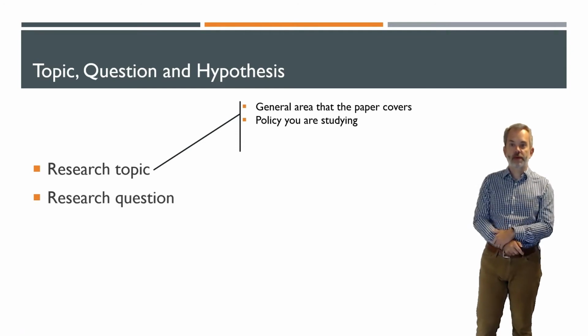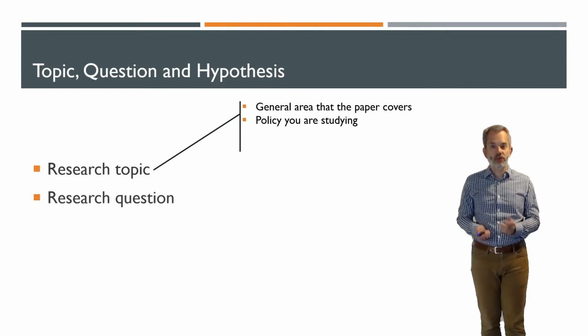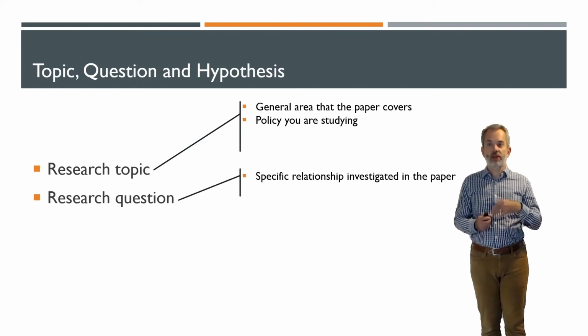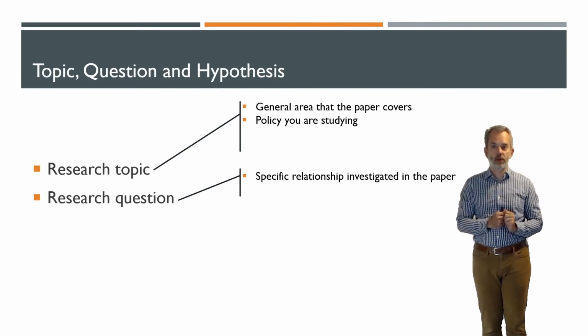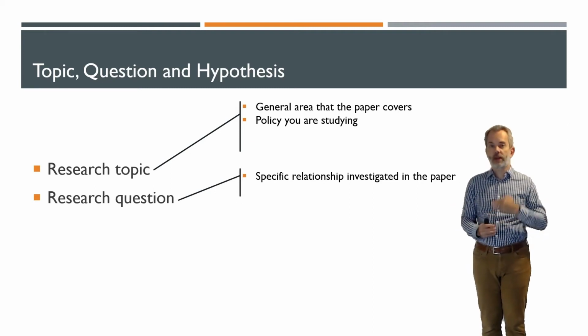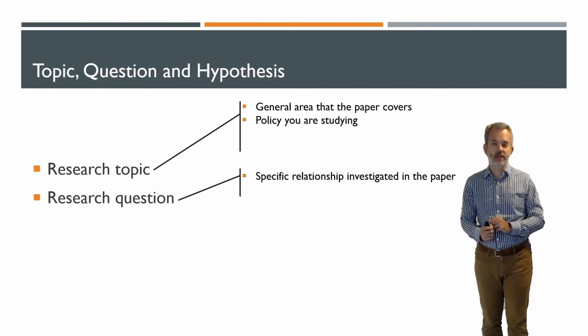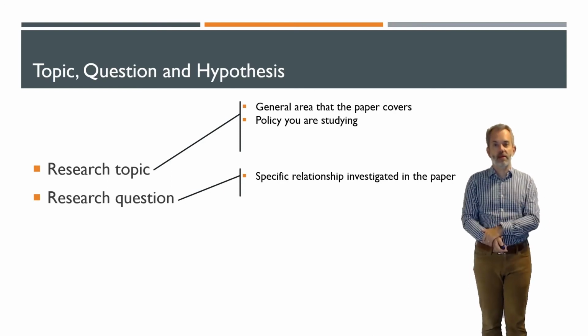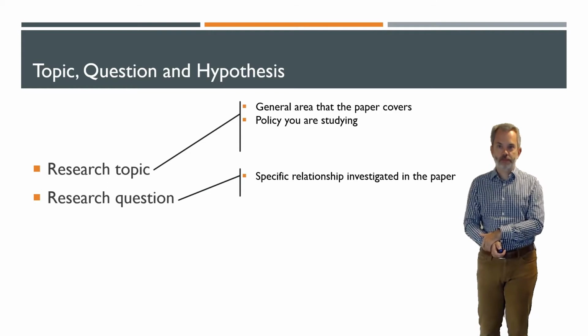Given your research topic, we next have to choose a research question. What is the relationship that you'll be investigating in this paper or exploring in this paper? This is now more detailed. We've gone down a layer in this topic, question, hypothesis framework to ask a very specific question. It can vary a lot. It depends on the topic of your paper. What is the effect of soft drink taxes on BMI, on body mass index, and therefore on obesity?